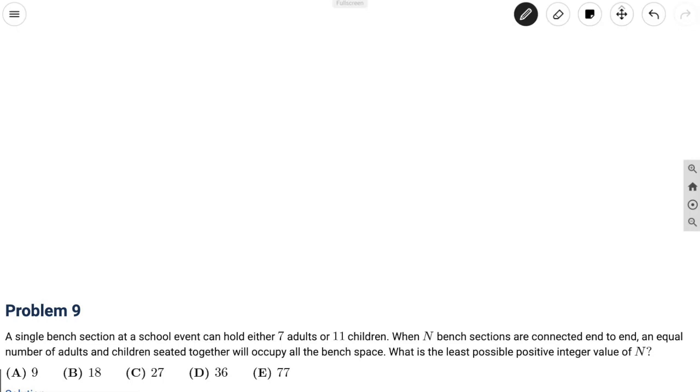So in this case, you want to find n, which is the number of bench sections that are connected end to end. If we want the same amount of children and the same amount of adults, we want to find the LCM. Since there are 7 adults and 11 children, the LCM of 7 and 11 is 77, because the two are relatively prime, so we multiply them together.